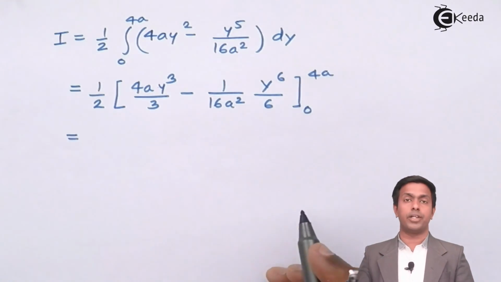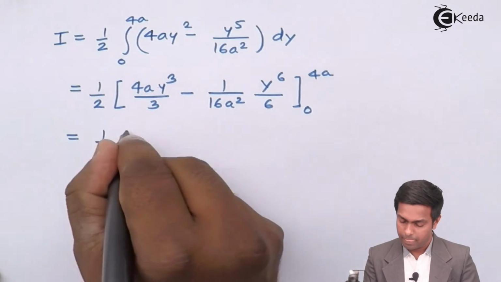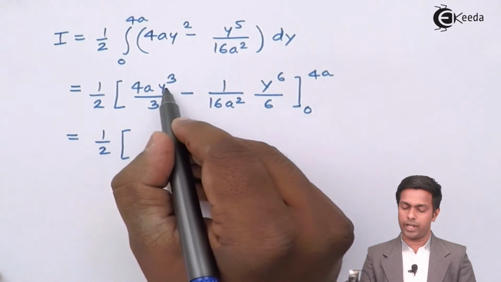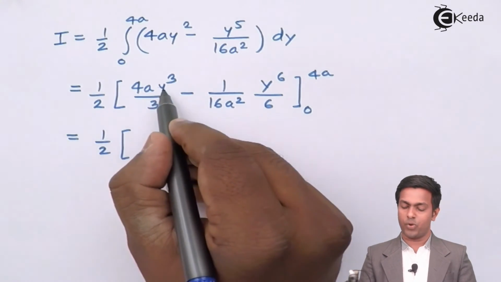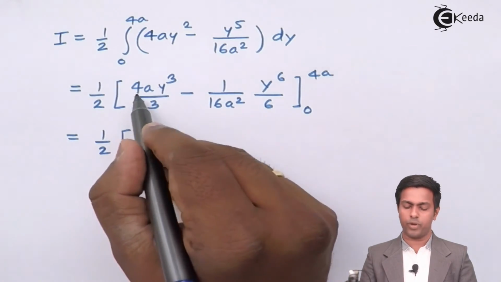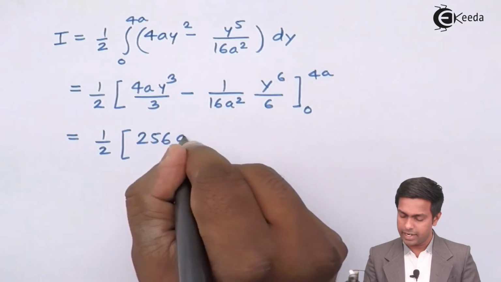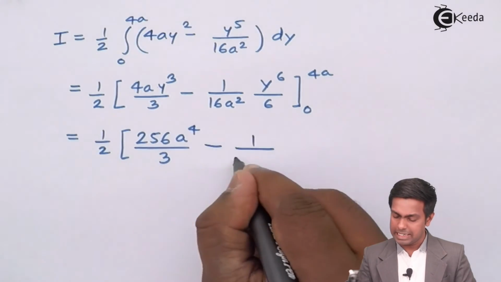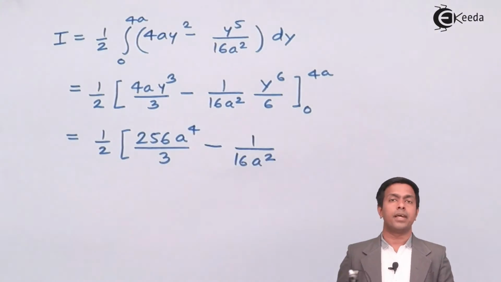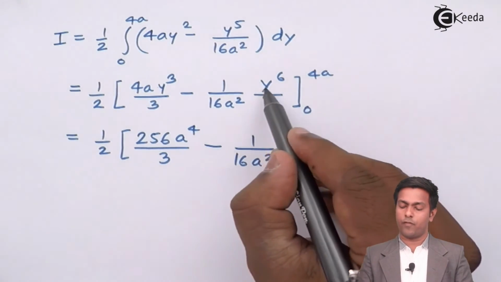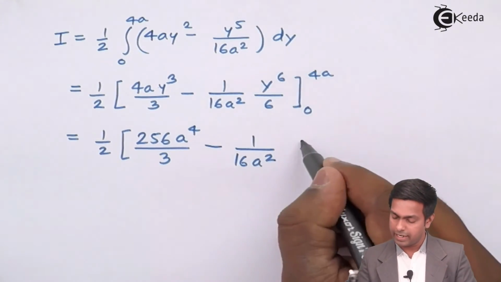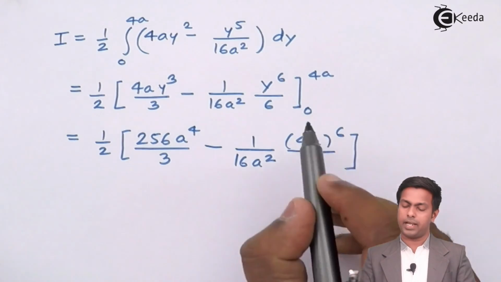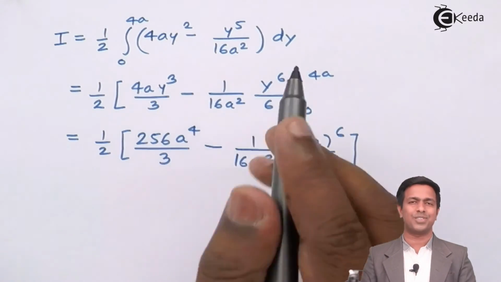Now let's substitute the upper and lower limit. So here we'll get half, 4a upon 3 as it is. Here the 4a whole cube. So 4a whole cube is 64a cube. 64a cube into 4a is 256 a to the power 4 upon 3. Here we have 1 upon 16a square. Now here we'll put 4a raised to 6, so I'll write 4a raised to 6 upon 6. Next, the middle sign is minus, and if we put 0, we'll get all terms as 0, so we'll not take it.